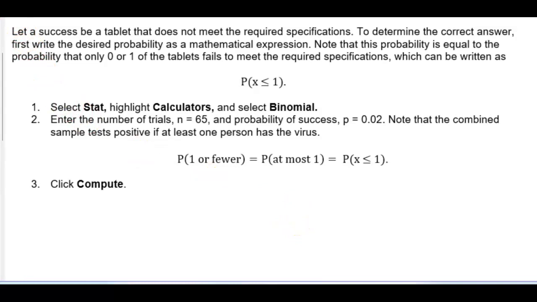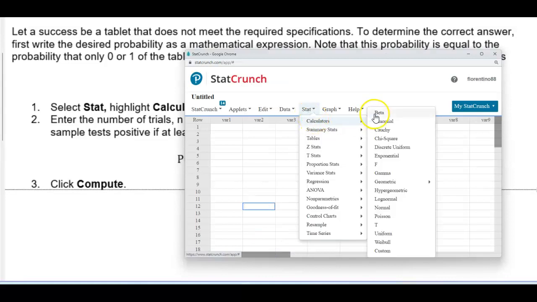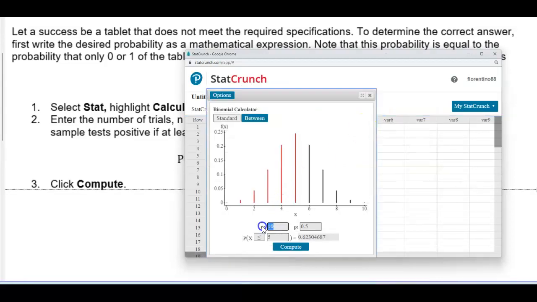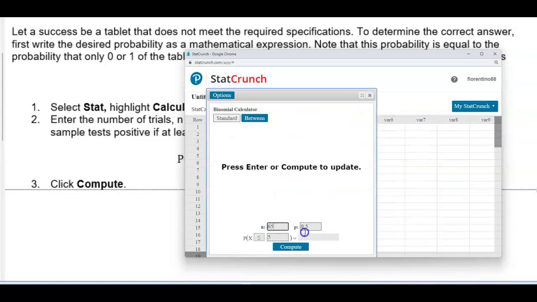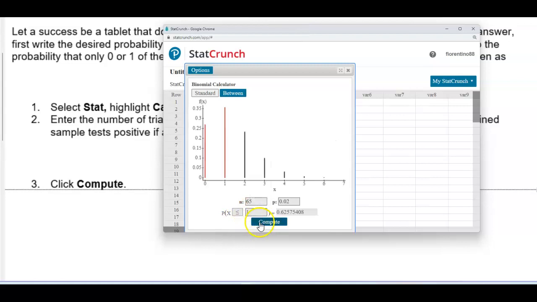So now we're going to open this up in StatCrunch. So Stat, Calculators, select Binomial. We know that n is equal to 65. We know the probability is 0.02. And we know that it's going to be less than or equal to 1. So we have less than or equal to 1. And then select Compute. And then there we have our probability.